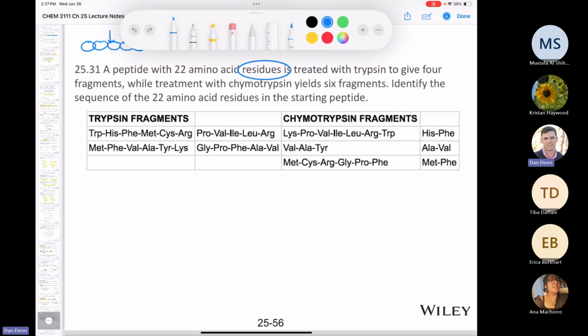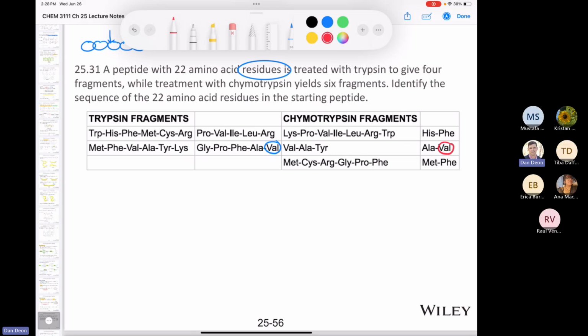Trypsin is going to hydrolyze on the carboxyl side of arginine and lysine. So we have arginine, lysine, arginine. Oh, look, here we have valine. So we know that this must be the C terminus. Let's look at the chymotrypsin. Chymotrypsin cleaves on the carboxyl side of tryptophan, tyrosine, and phenylalanine. So they are all in these ones. But look at this, now we have a valine. That tells us for sure that the valine is our C terminus, with 100% certainty.